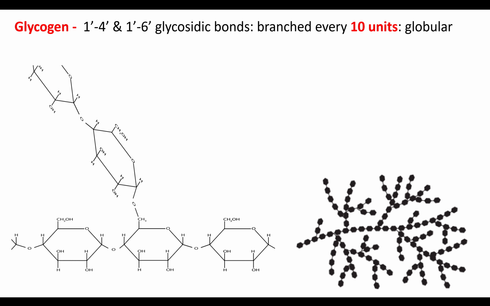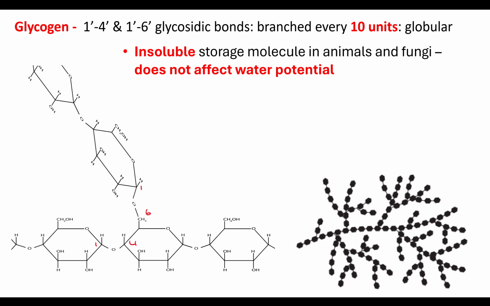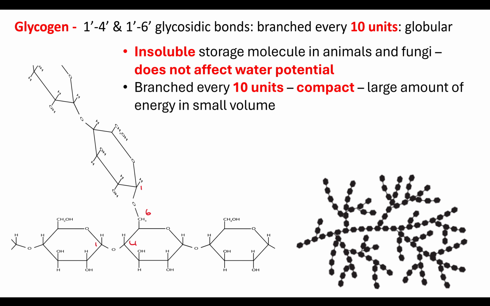Now, in animals and in fungi, we have a storage molecule which is called glycogen. Again, it is 1 to 4 and 1 to 6 glycosidic bonds, but this time it's branched every 10 units. So instead of it being every 20 to 25 units in plants, it's every 10 units. That is very important because that makes it a really good compact energy storage because animals are much more active than plants.